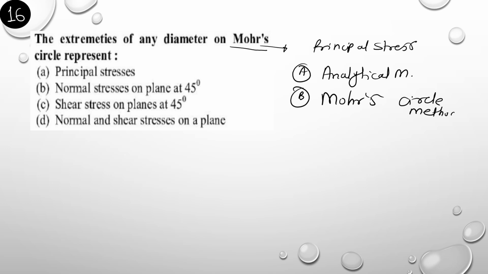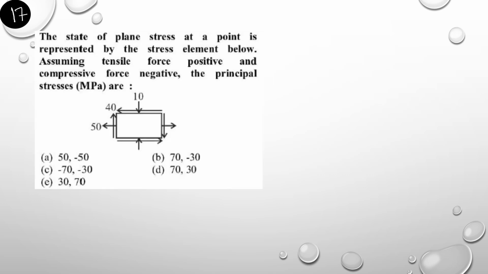Okay, these are the two methods to find out the principal stresses, the analytical method and Mohr's circle method. In the principal stresses, they are found the normal and shear stresses on the plane. So here the extremities on the diameter of a Mohr's circle are normal and shear stresses. So option D is correct for question number 16. Next question, question number 17.